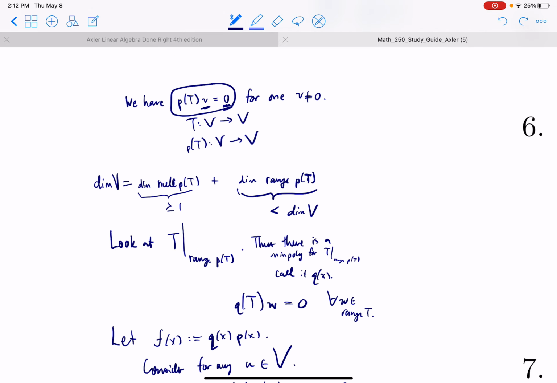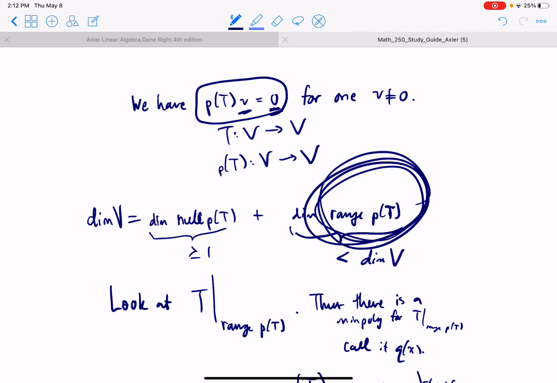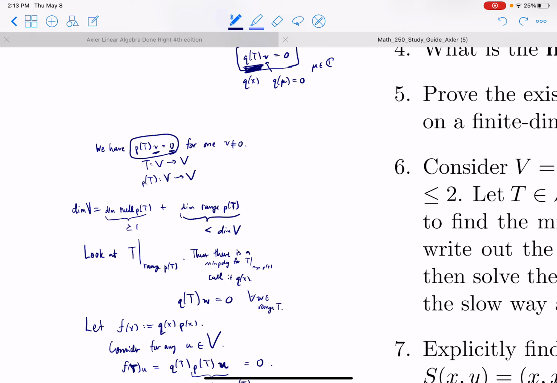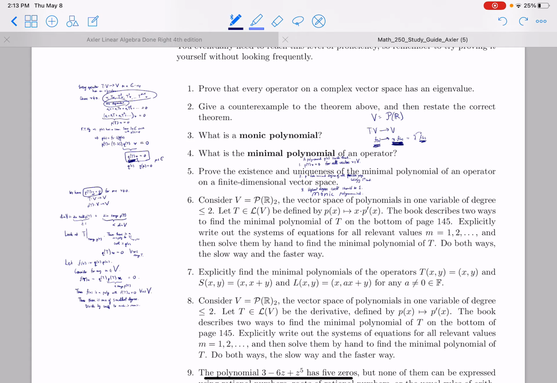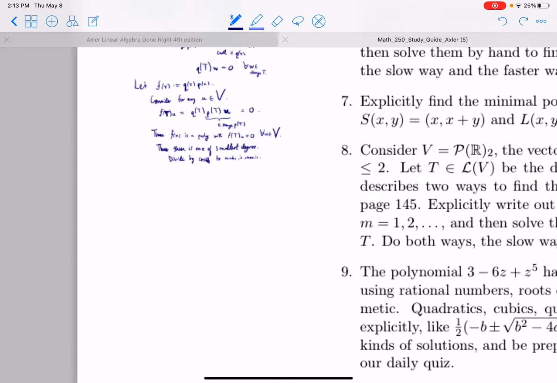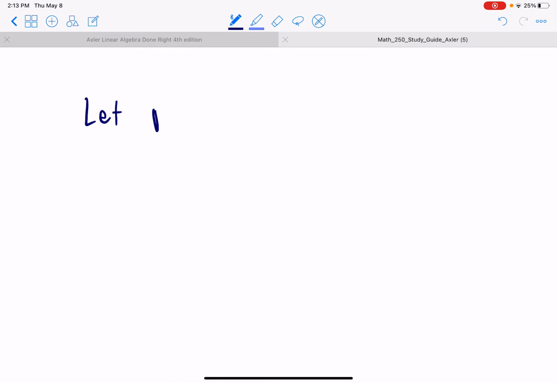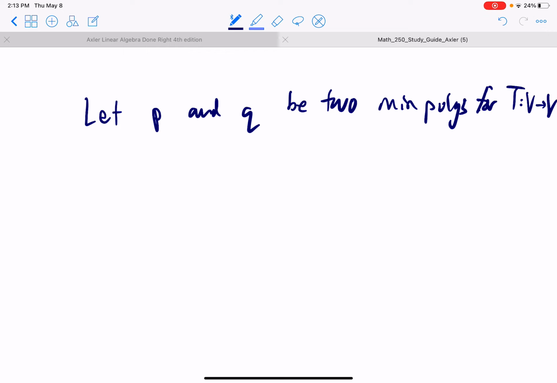And the key was looking at the invariant subspace range of p of t and showing that it had strictly smaller dimension, so we could do induction on the dimension of our vector space. Okay, how about uniqueness? Uniqueness is easy. Let p and q be two min polys. Then they have the same degree, the minimal possible degree for t from V to V. And they both have highest degree coefficient 1.